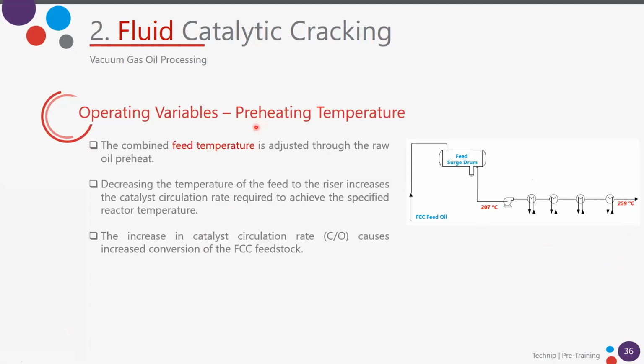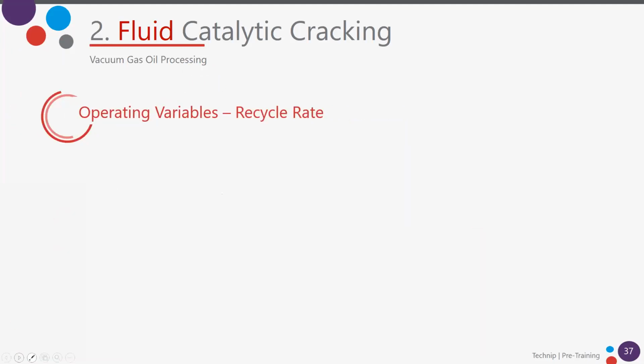So this is another important variable, that is the preheating temperature, okay? You can control it in the last heat exchanger, where you have a temperature control where you can bypass some of the feed around this heat exchanger, or you can pass all the feed through the heat exchanger, and this will affect the catalyst circulation. As you can see, all the variables are interconnected. If you change one, you will also have a modification on some of the dependent variables.